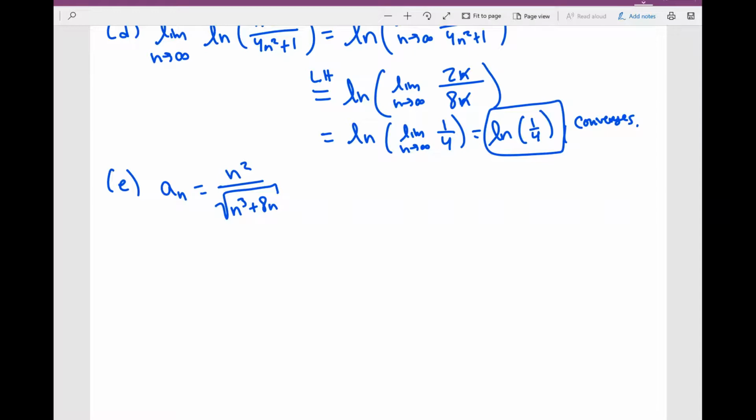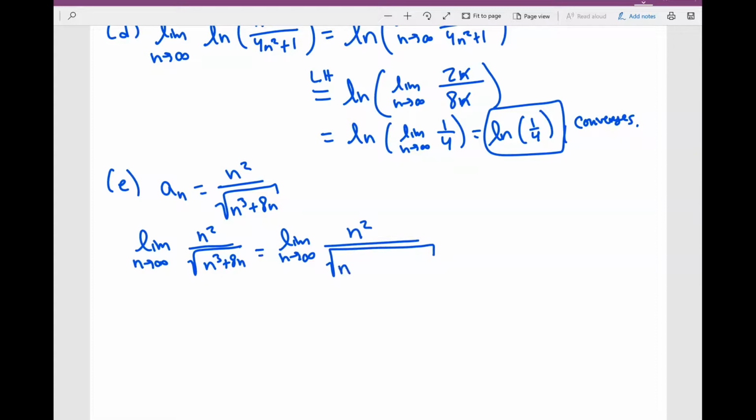The first thing I'm going to do is notice that we have n's on the bottom. So I'm going to take the limit as n goes to infinity of this, and I'm going to take out an n. Limit as n goes to infinity of n squared divided by the square root, factor out an n. When I factor out an n, I'm going to have n squared plus 8.